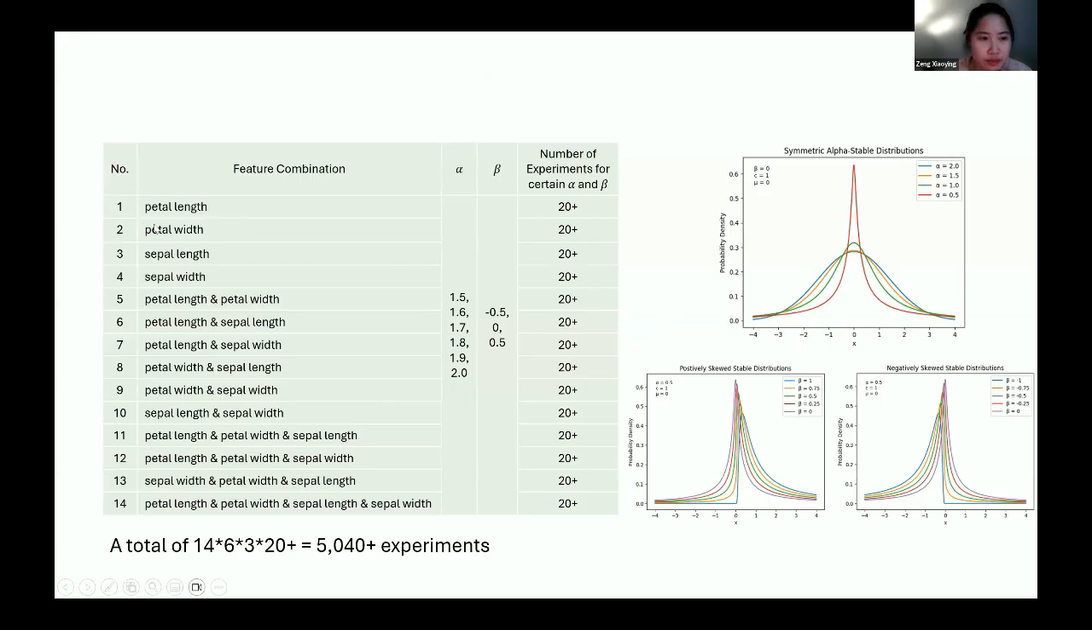For example, for features like petal length, we cross different combinations of alpha and beta, and we run 20 experiments to prove that the accuracy of the stable one is higher than the normal one. We have 14 combinations for the experiments, so in total about 5,000 experiments to show that there is a much higher probability that the accuracy of the stable one is higher than the normal one.